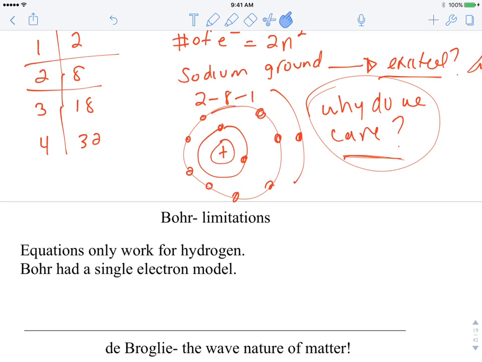But in reality, his model was based on a lot of mathematics, and those mathematical formulas just don't work for atoms that are more complex. And so his equations really only worked for hydrogen. He had a single electron model. When he tried to have more than one electron in the atom, things started to get more complicated and they fell apart. And at the same time, scientists were discovering things about the nature of matter that were sort of saying to them the model of the atom is a lot more complex than we think.